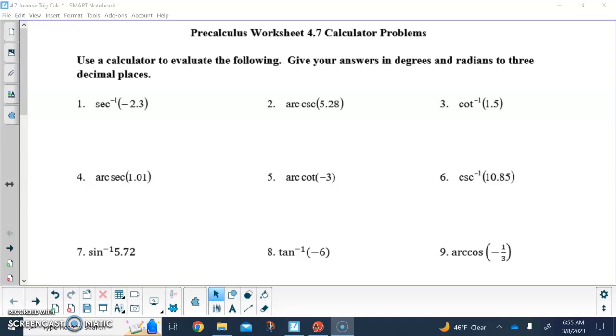All right, y'all. So we're going to look at using the calculator to solve these inverse trig questions. The first half of this is just button pressing on a calculator. You want to make sure that you give your answers in both degrees and in radians, and that you can evaluate it using the calculator.